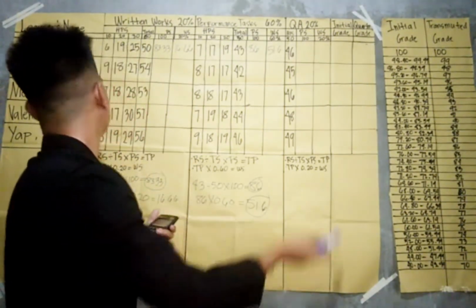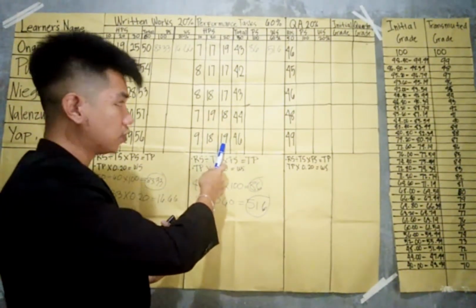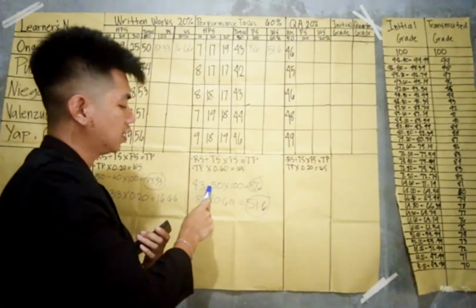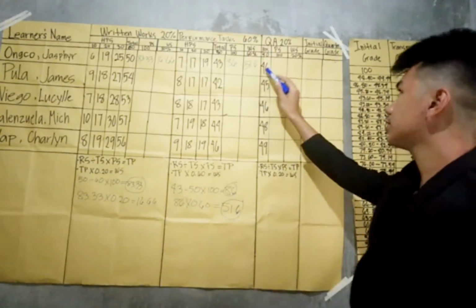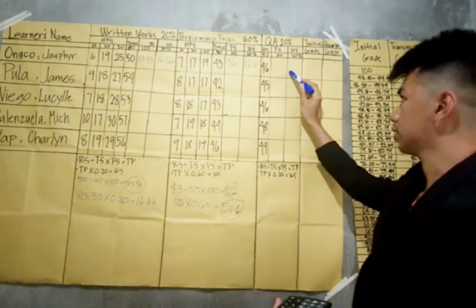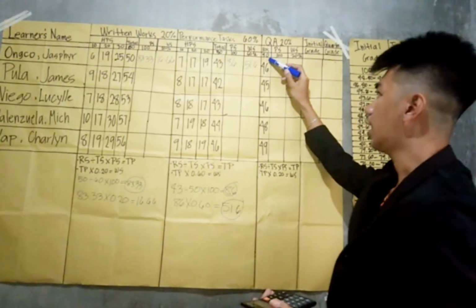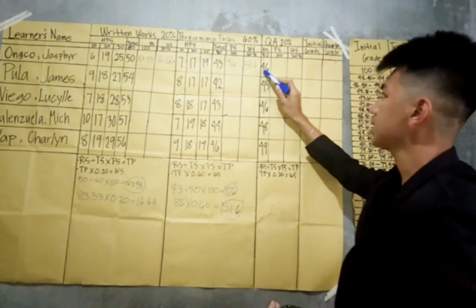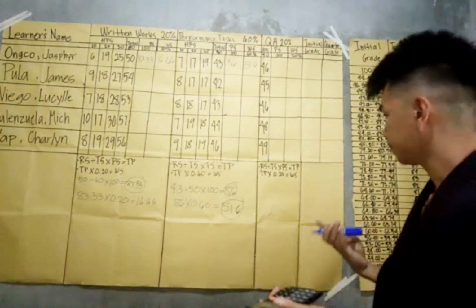Okay? So, the same process applies to Mr. Pula, Niego, Valenzuela, and Miss Yap. In order for me to get your percentage score and the weighted score, we will do this process. Okay? So here, we will get the quarterly assessment of Mr. Ungko, the percentage score and the weighted score. I have one periodic exam that I gave to you, assuming that this is your score. Mr. Ungko got 46 out of 50. So we will get the percentage score now.